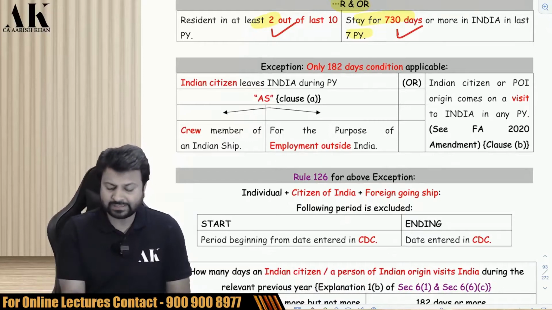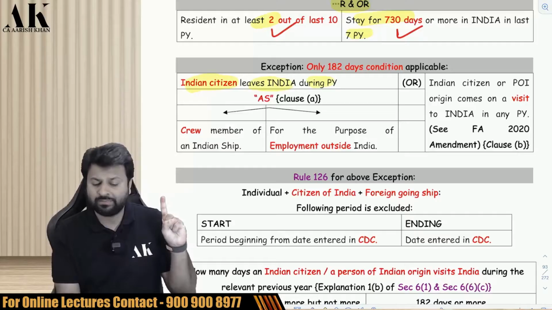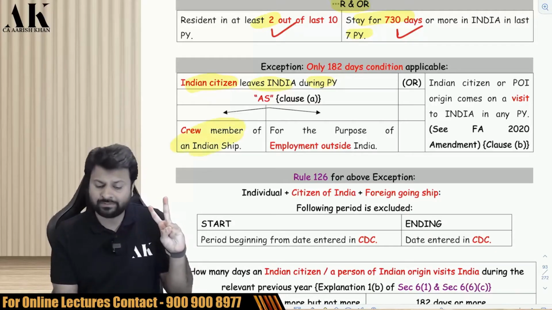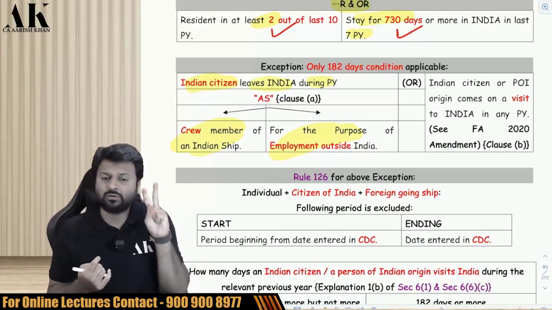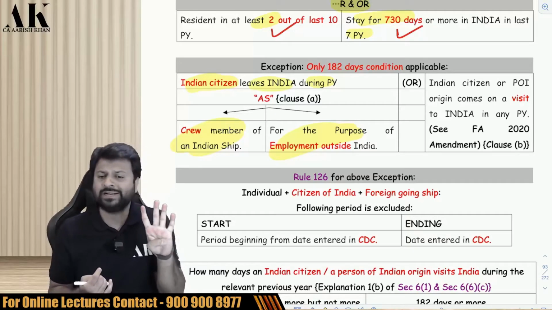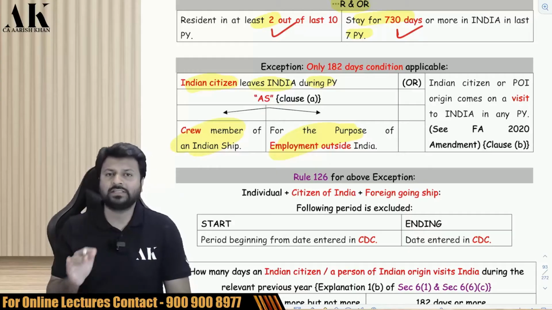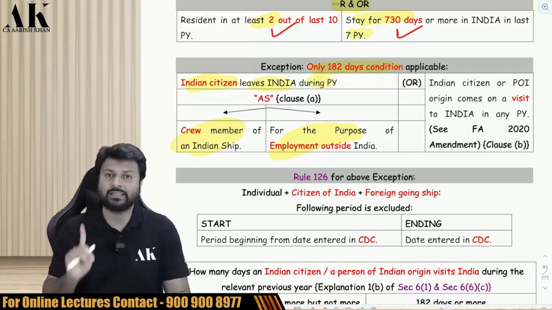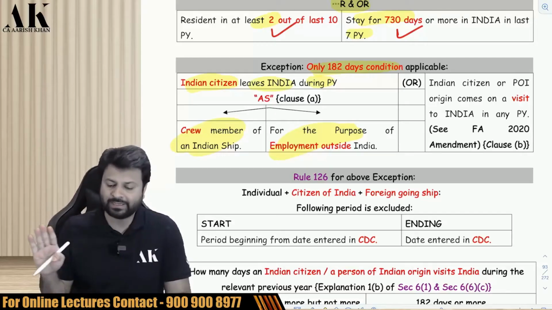Now, there are some exceptional assessees. If there is an Indian citizen, condition number 1, who is leaving India during the previous year, condition number 2, as a crew member of an Indian ship, or for the purpose of employment outside India, then in that case the condition of 60 plus 365 is not applicable. Only the 182 days condition is applicable. 60 plus 365 days condition is not applicable.